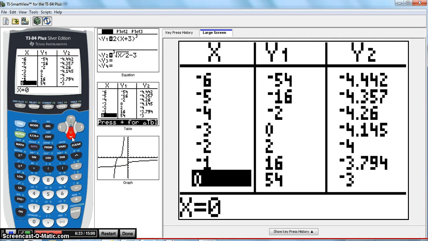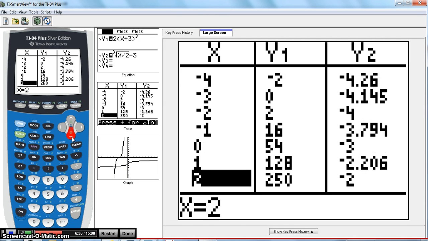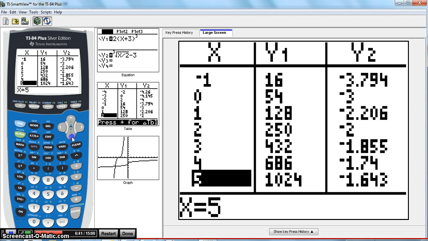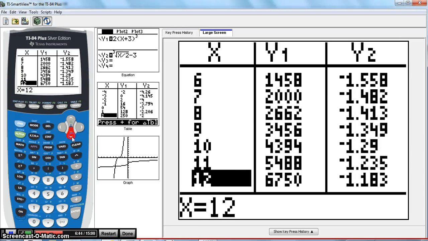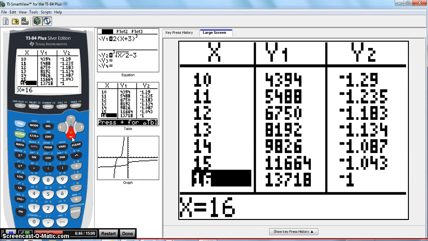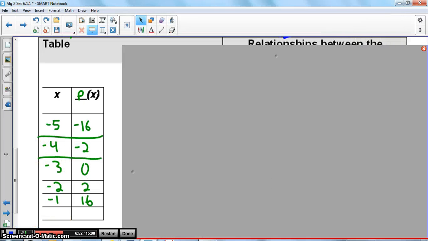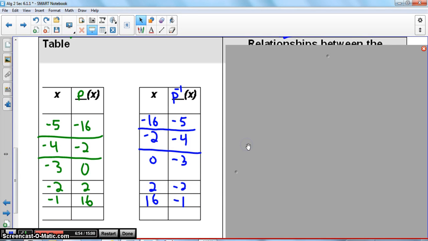And I see 0, -3. 2, -2. Those are, again, another integer value for y. And then I'm going to try and find one more integer value for y2. And at 16, -1 is the y. So that is the table. Alright, so pause the video, take some time, graph both the inverse and the original p of x function.